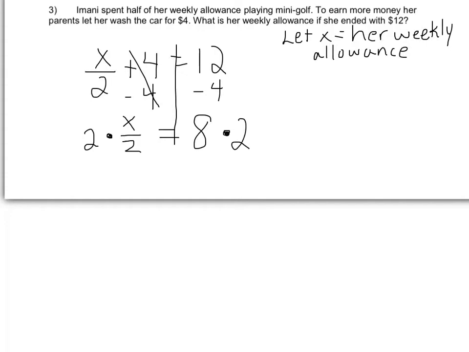You notice I did not use an x for multiplication. Please use the dot or the parentheses to denote that you're doing multiplication, because if you use the x, it gets confusing because we already have an x in there as our variable. So on the left-hand side, 2 times 2 here will cancel. We're left with x. 8 times 2 is 16. Her weekly allowance is $16.